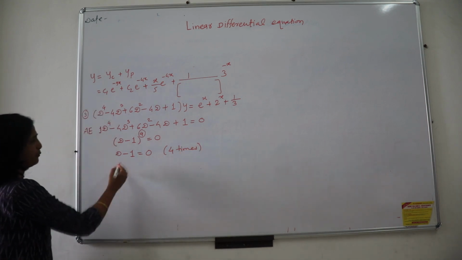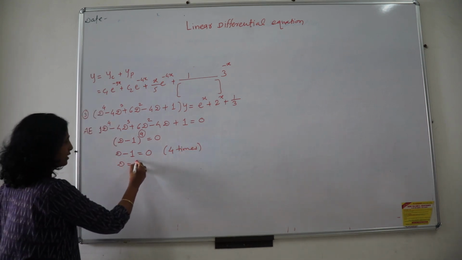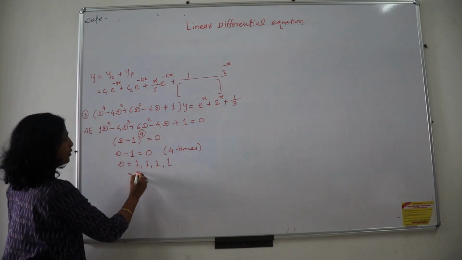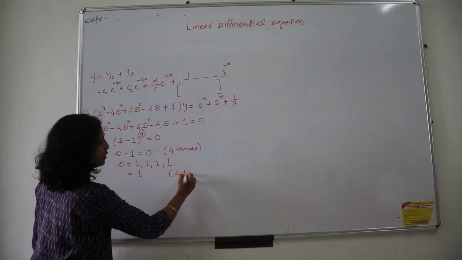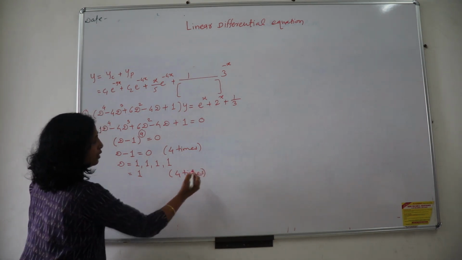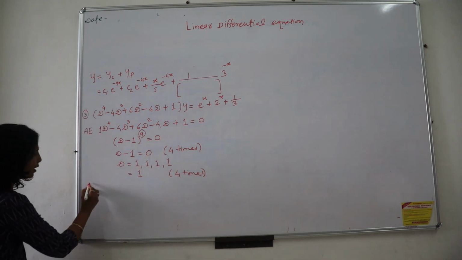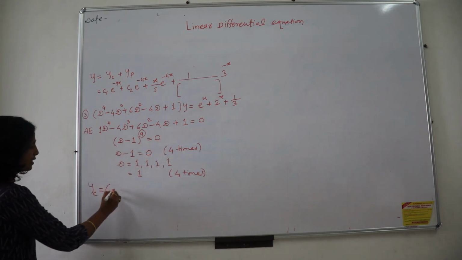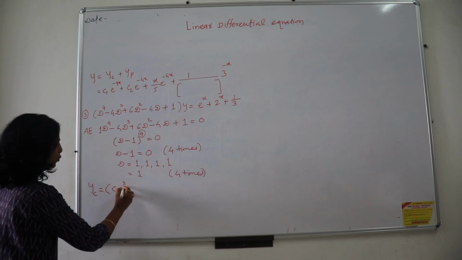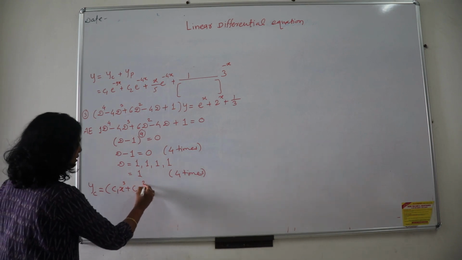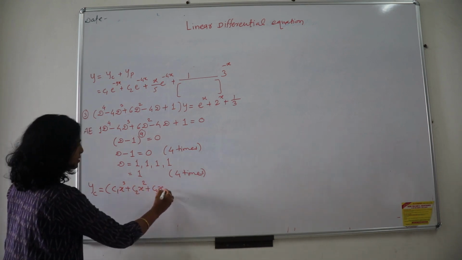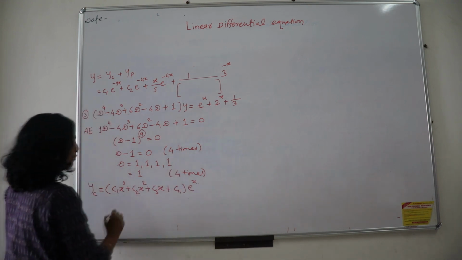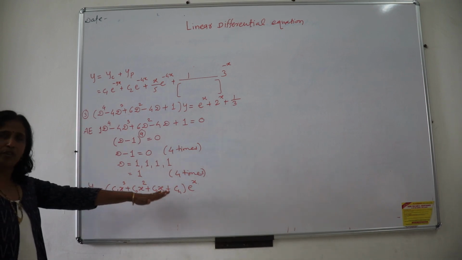Now as it is appearing 4 times, I have to write either 1, 1, 1, 1, or D is equal to 1 appearing 4 times, whichever fashion you like to follow. So here I will write yc. All the roots are real and repeated, so I will say C1 x cube plus C2 x square plus C3 x plus C4, and then e raised to 1x. This is the complementary function, which you have already gone through.